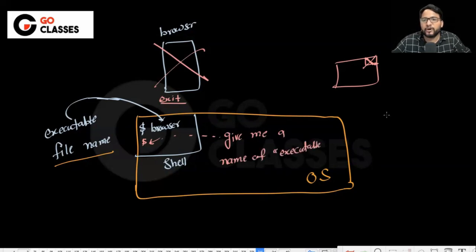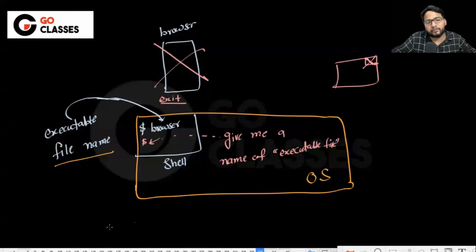If you are not giving an executable file name, if you're giving something which is not executable, they must have implemented some error, right? They will say that, okay, I cannot read this file, because the operating system can read only executable files, because they need to run this. They need to execute it. So basically the shell is just saying, give me a name of an executable file.